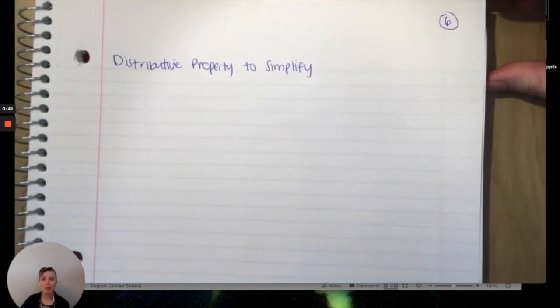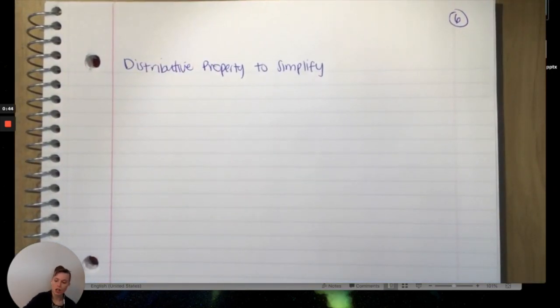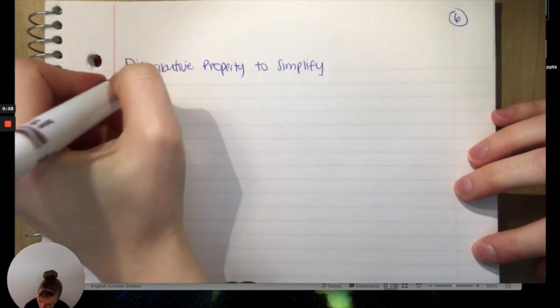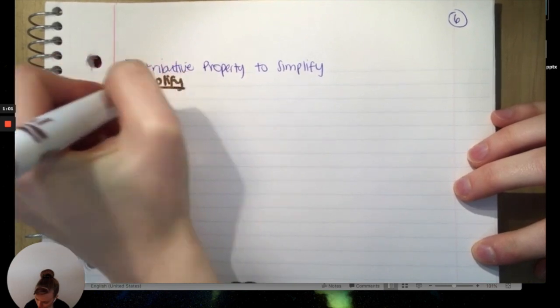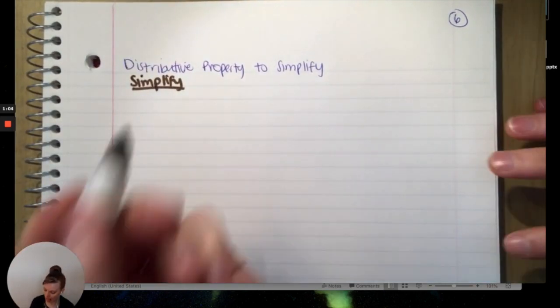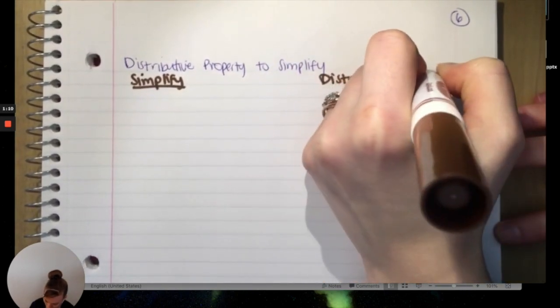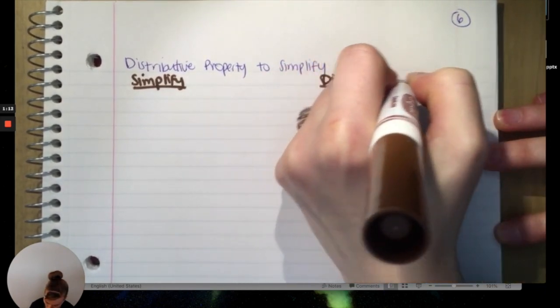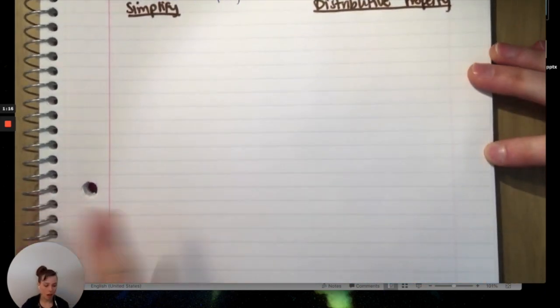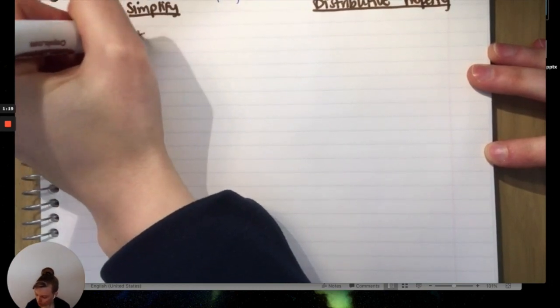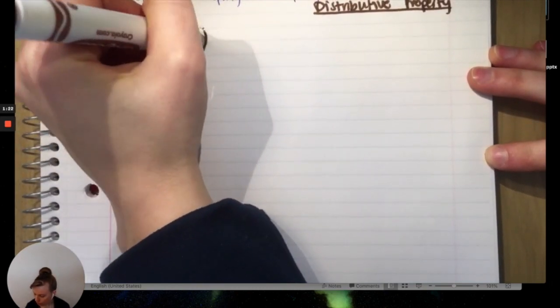Distributive property to simplify. Make sure that's all headed up on your paper. We're going to do 2 little columns at the top, and then we're going to move into 4 boxes on the bottom, and we're going to do brown and orange, because that's what my master key is for. We're going to write a list of what it means to simplify, or how do you simplify, and then we're going to go over the distributive property in this column.